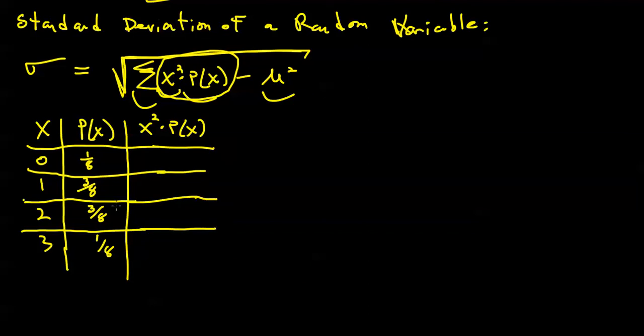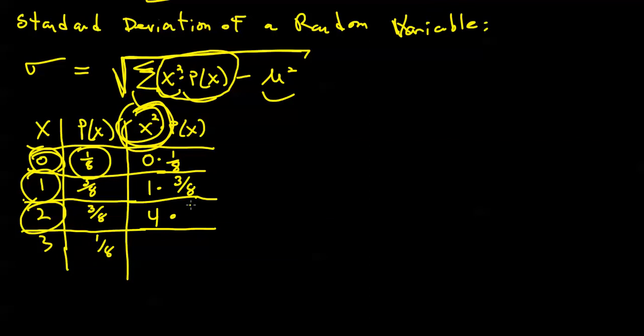And I take each of these values of x, square them first, and then multiply it by the associated probability. Alright, so 0 squared is 0, and 0 times 1/8 is, I'll just put in 0 times 1/8 for now, okay? Similarly, 1 squared is 1, and 1 times 3/8 is going to be 3/8. 2 squared is 4. So here I'll get 4 times 3/8, and 3 squared is 9, and I'll get 9 times 1/8.